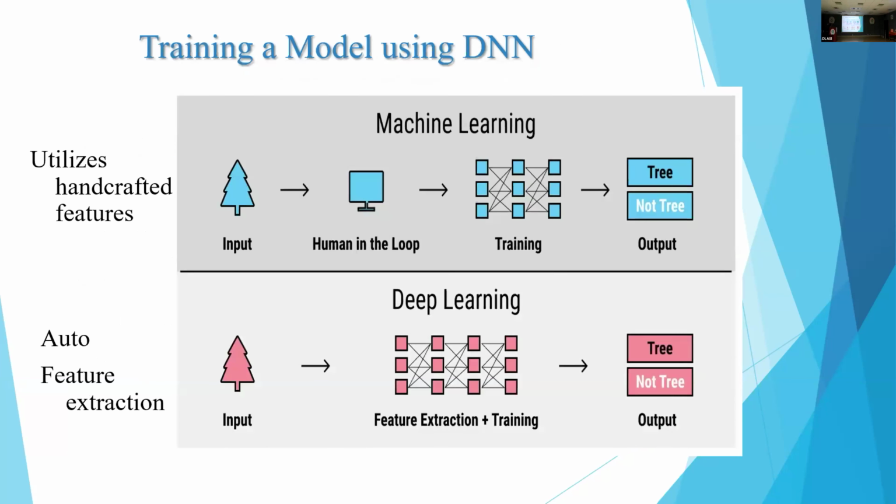So as I mentioned, in machine learning, we have input, human in the loop, then we do training, then it can classify tree or not tree. But in case of deep learning, we automatically have the feature extraction capability through the deep neural network, plus training, and then the similar output.